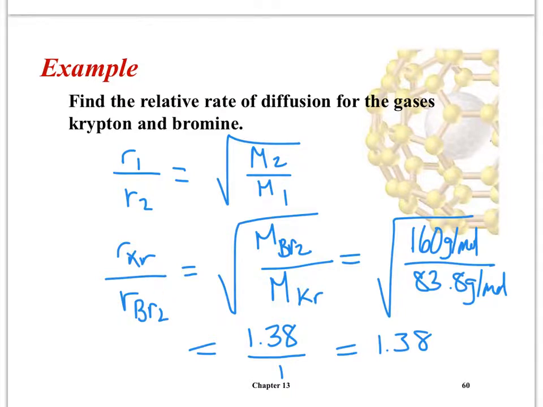Other things I could ask you about this one, I could give you the rate of one of them and ask you for the rate of the other. So you can look up the molar masses from the periodic table. You can insert the rate that I give you here and then solve for the other one.